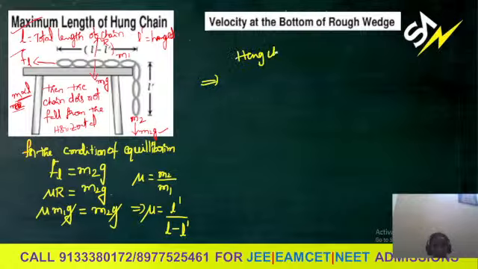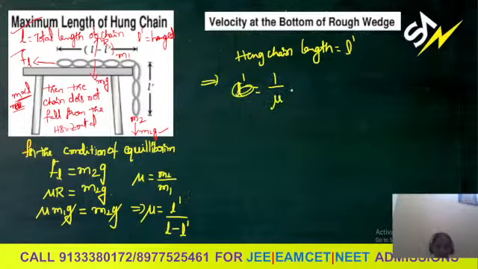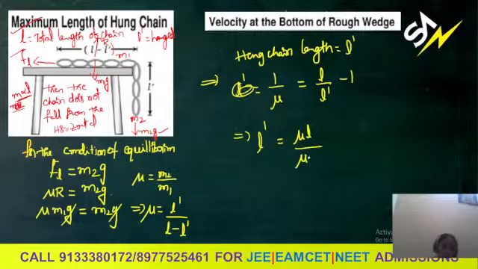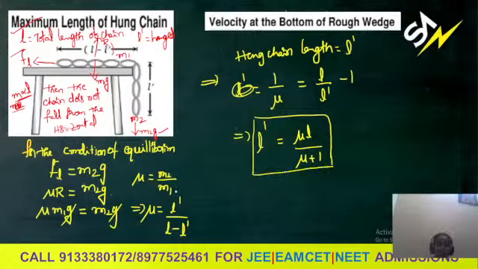So the hung chain length is equal to L dash, that is the hung portion. From this equation, L dash will be equal to, separating the L dash value, actually before this we will have the step 1 by mu equal to L by L dash minus 1. So from this, L dash will be equal to mu into L by mu plus 1. This much length should hang, not to fall from the horizontal surface. From the total length, this much length should hang from the table for the static position, for the rest position.